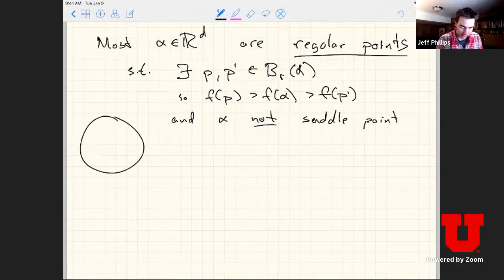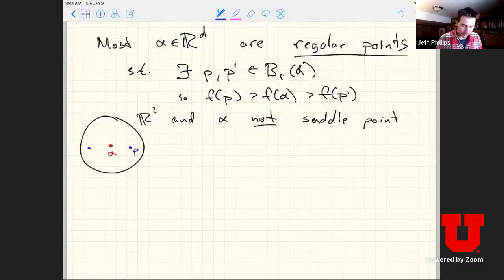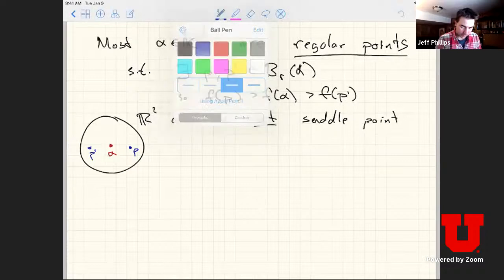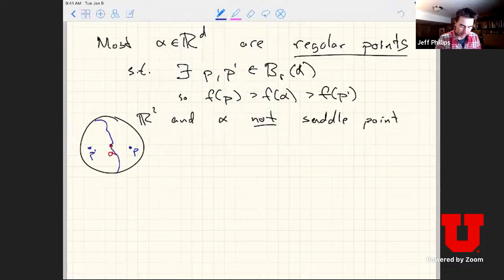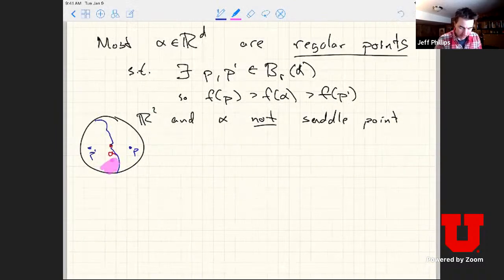Okay, so again, in this local neighborhood, this is R2. I've got my point alpha, and then there are going to be some points P and some points P prime. The points P prime are all going to be smaller, and the points P are all going to be larger. Ultimately in our gradient descent algorithm, we're going to move in this direction towards the smaller points. We'll see precisely how to do that.